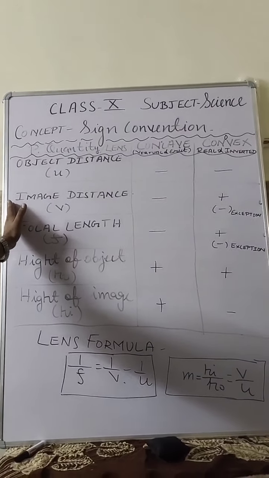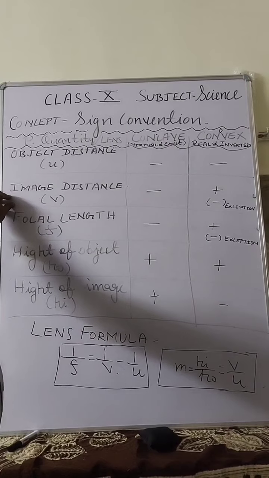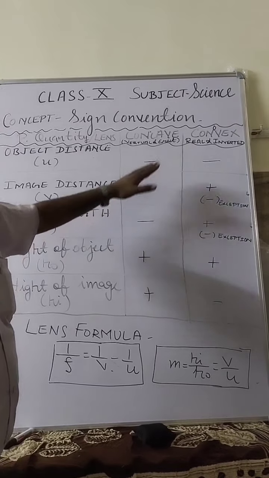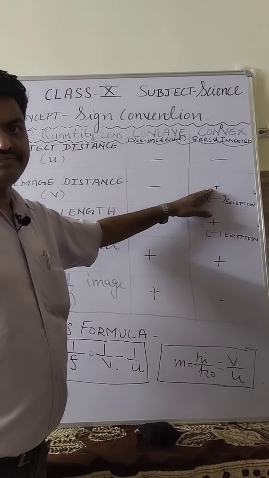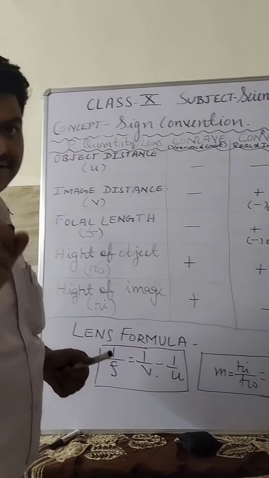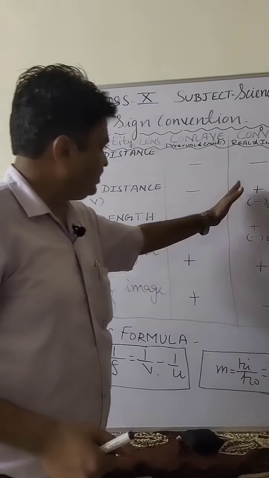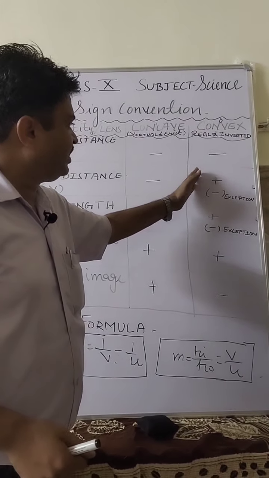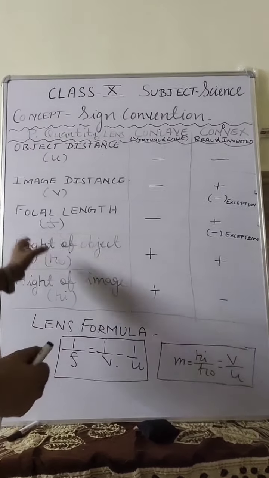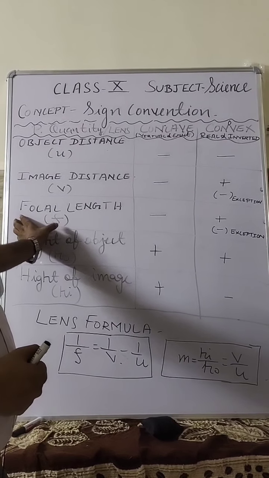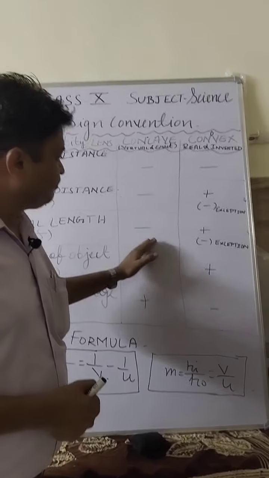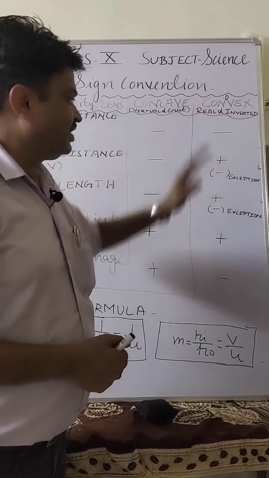Now we come to the image distance. For the image distance, or for this v, concave has the negative sign convention and convex has the positive sign convention, because in this the image is formed at the side of incident rays, student, but in this the image is formed at the side of refracted rays, and they are inverted also. Now if we speak about the focal length, then it is negative for concave, but it is positive for the convex.